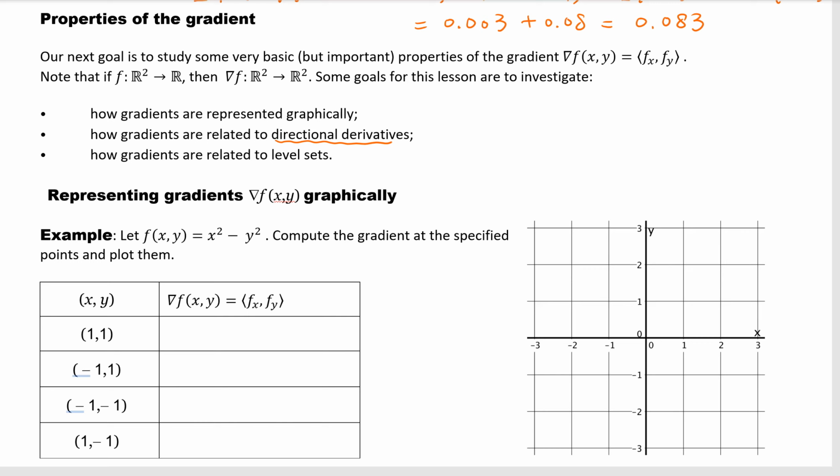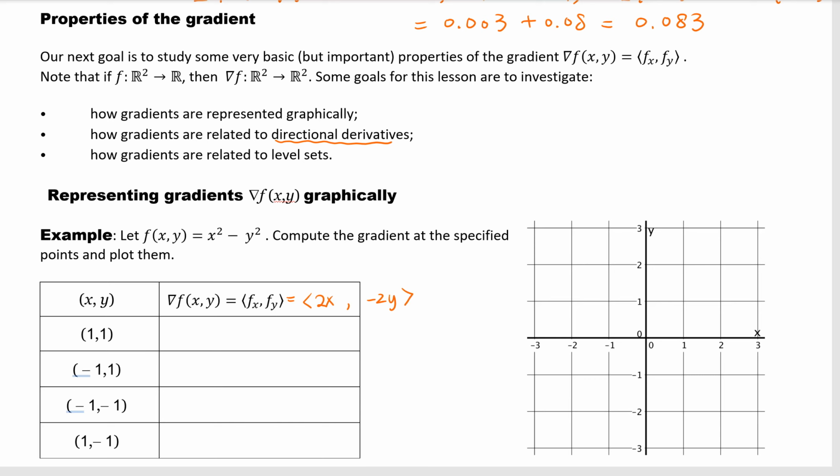So first, let's look at how we can represent gradients graphically. Let f of x, y equal x squared minus y squared. Let's compute the gradients at the specified points and plot them. So here, what is fx? The derivative of x squared is 2x. And what's the derivative with respect to y? Well, x squared has no y, so the derivative is 0. Minus y squared, the derivative is minus 2y.